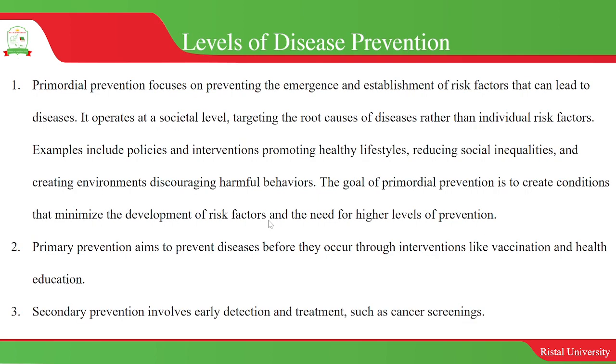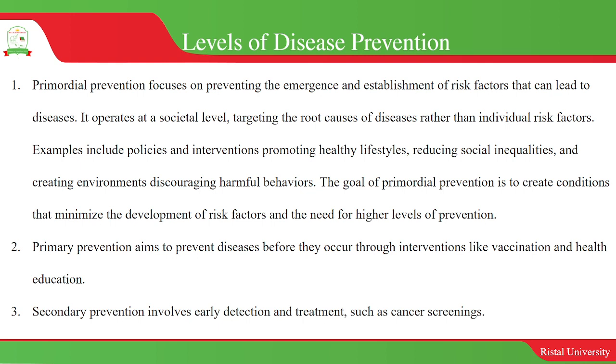So we can really prevent diseases through different levels. Often you will see textbooks talking about primary prevention, secondary, and tertiary. In this presentation, I focus on five: primordial prevention, primary prevention, secondary prevention, tertiary prevention, and the quaternary prevention. So let's look at each of these and what they actually mean.